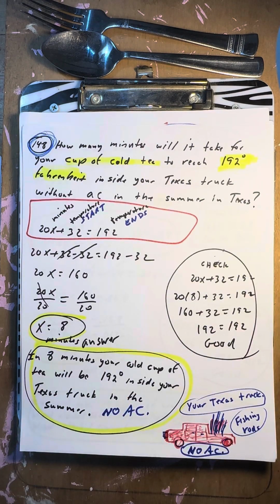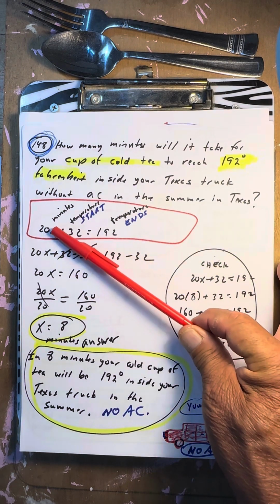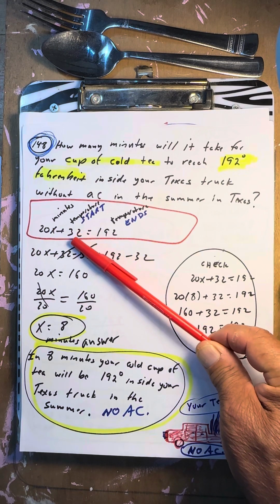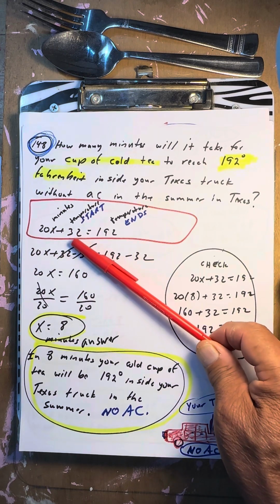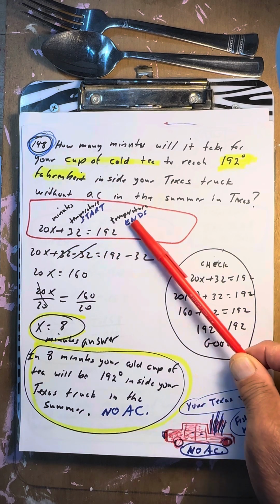How many minutes will it take for a cup of cold tea to reach 192 degrees Fahrenheit inside your Texas truck without AC in the summer in Texas? Well, x minutes. How many minutes will have to go by? Right now, your tea is 32 degrees. It's nice, icy, cold tea. Delicious. Eventually, it's going to become 192 degrees. That's where we're going to end up.